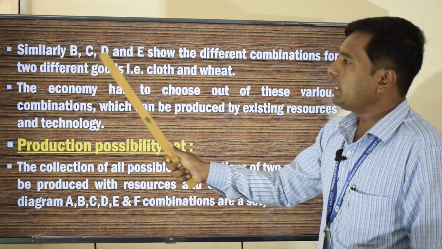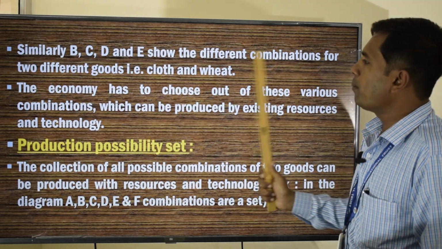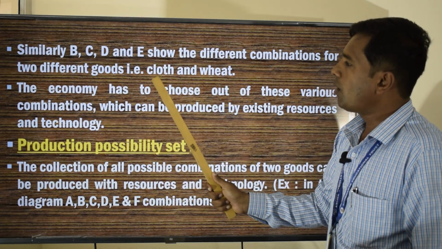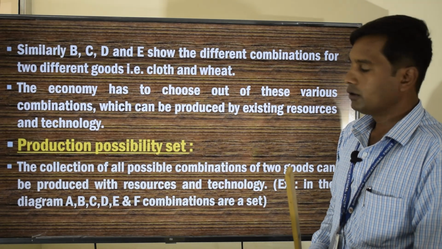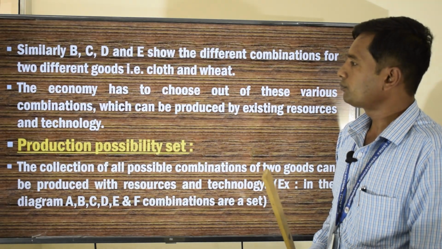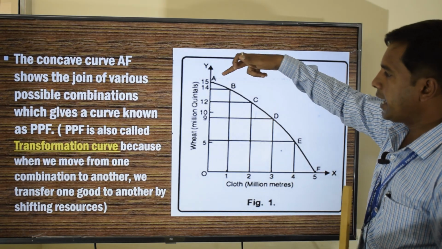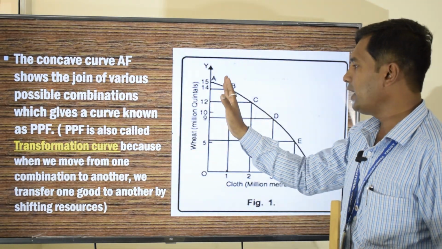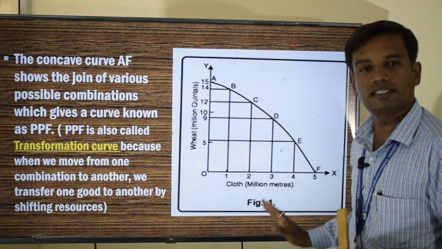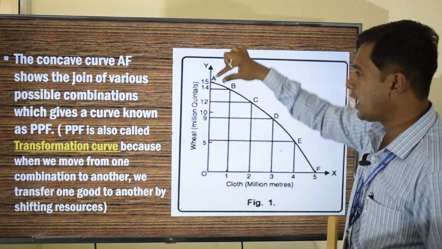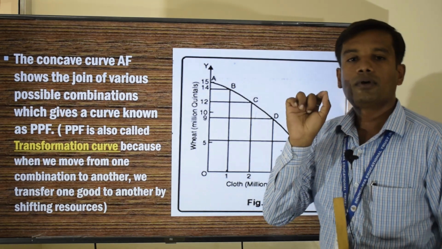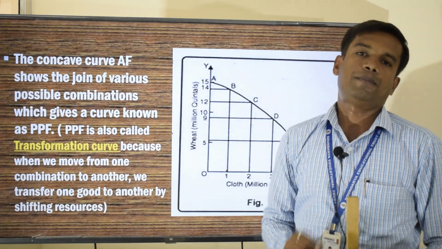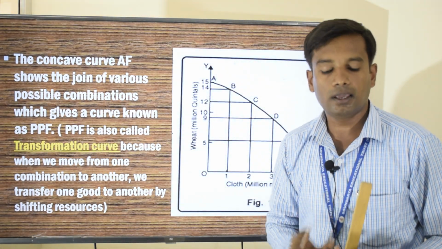Similarly, B, C, D and E show the different combinations of two goods, cloth and wheat. See, in the diagram we are representing all the combinations A, B, C, D, E as well as F. Finally we can say that A and F can represent the PPC curve.